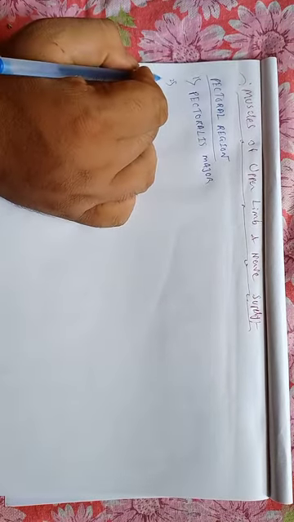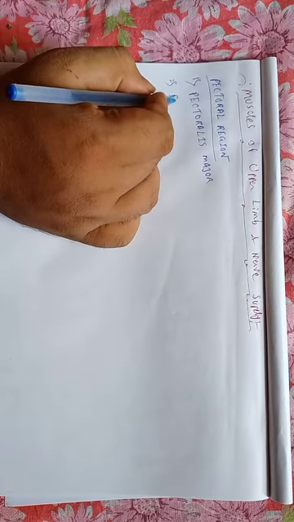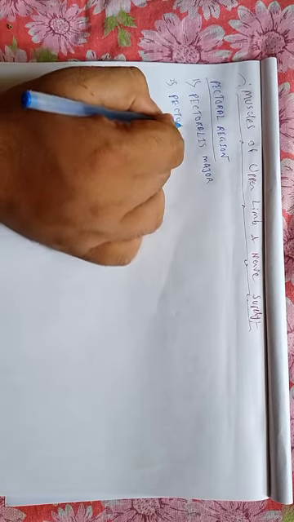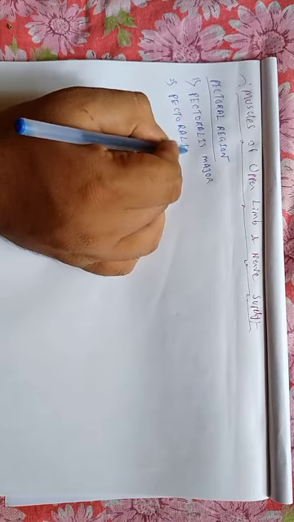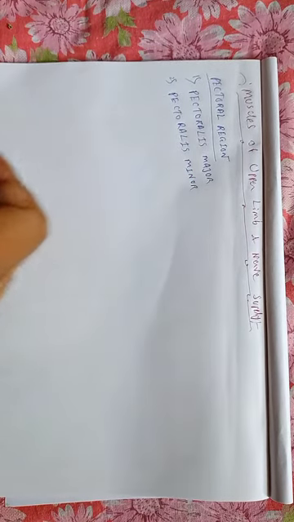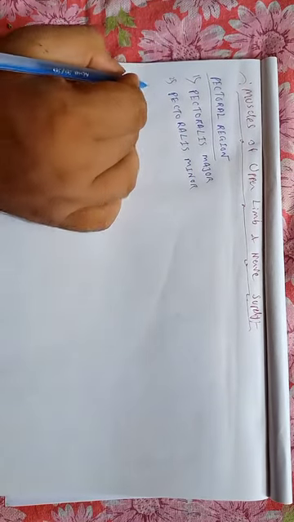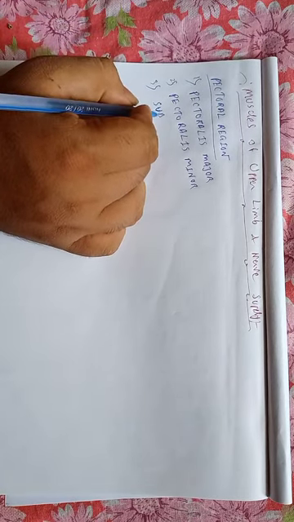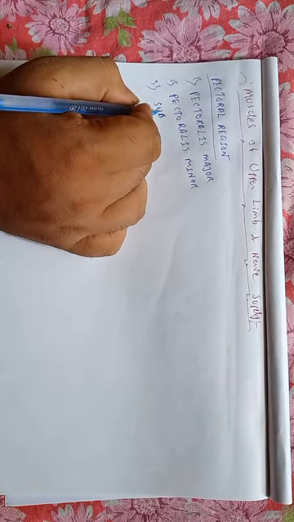Then we have the pectoralis minor muscle. Then we have what? That is the subclavius muscle. Number three, there is subclavius. Subclavius means under the posterior part of the clavicle.